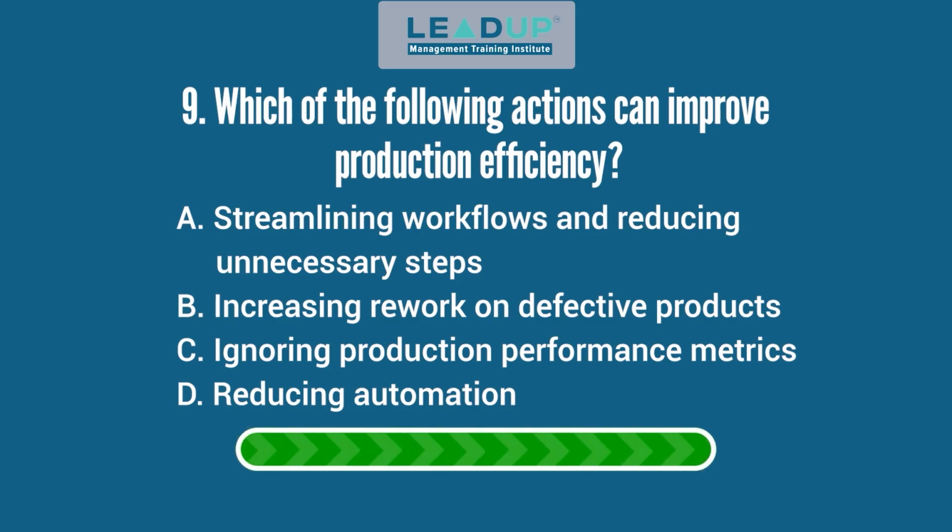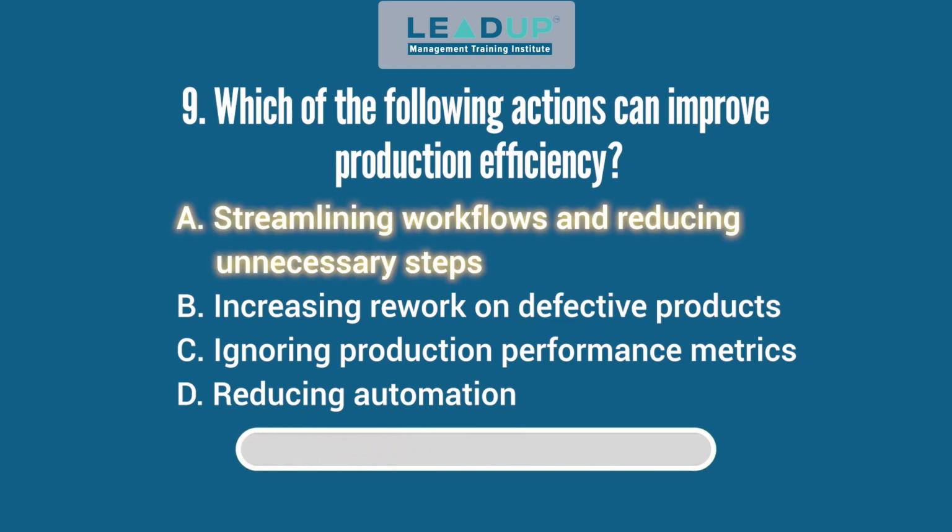Question 9. Which of the following actions can improve production efficiency? A. Streamlining workflows and reducing unnecessary steps. B. Increasing rework on defective products. C. Ignoring production performance metrics. And D. Reducing automation. The answer is streamlining workflows and reducing unnecessary steps.